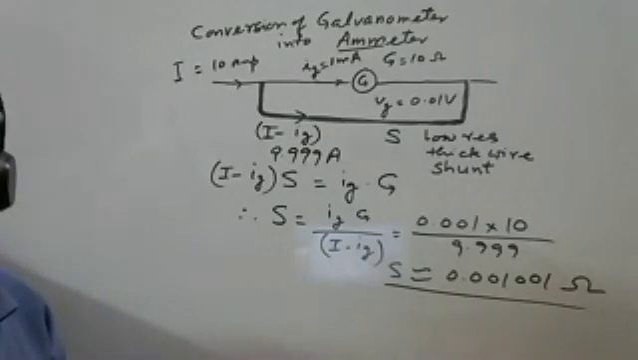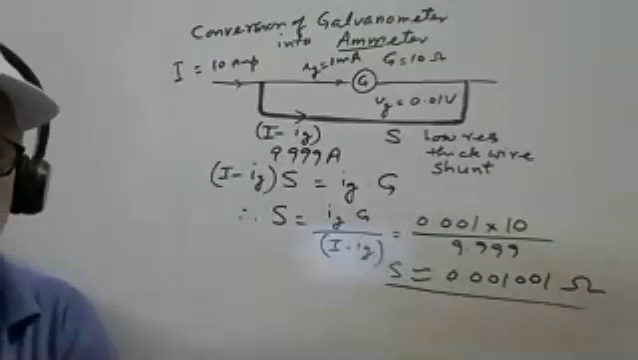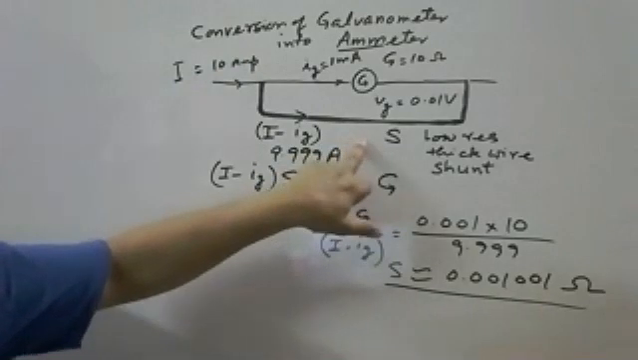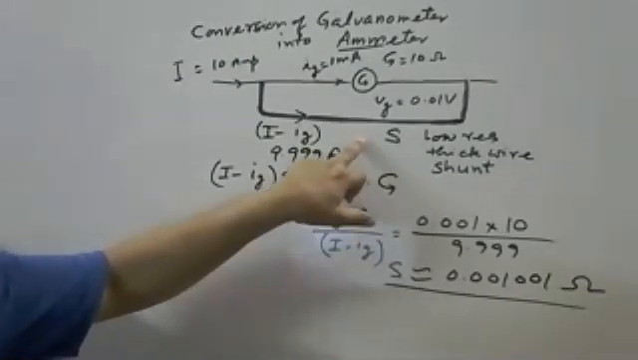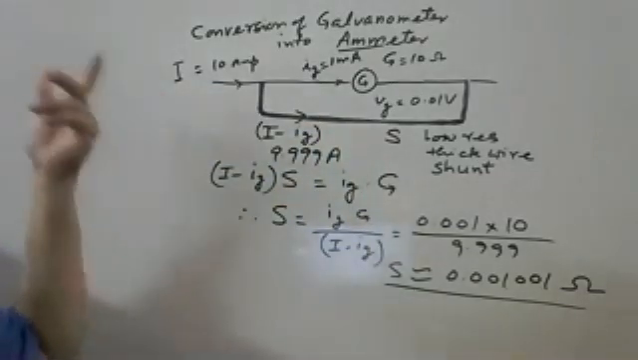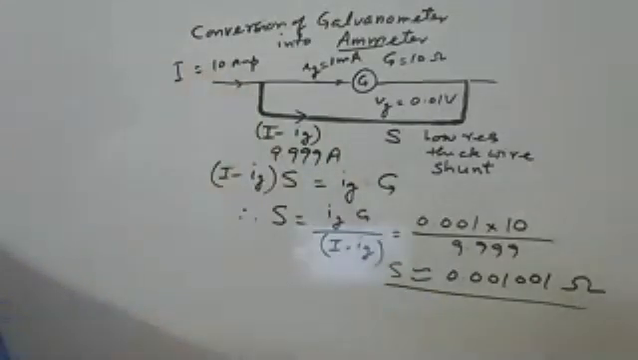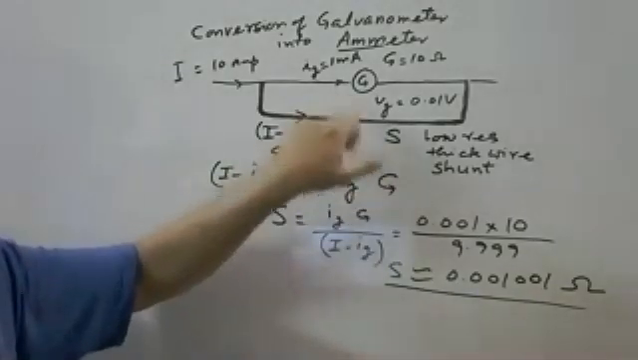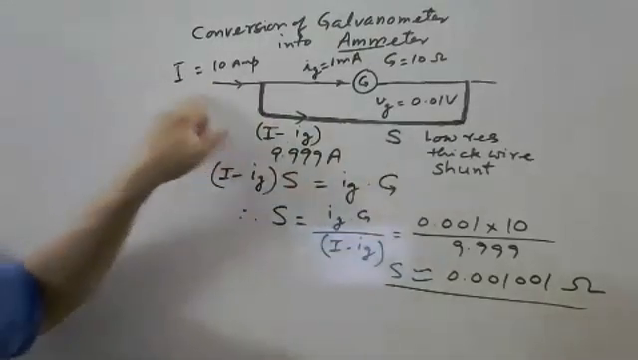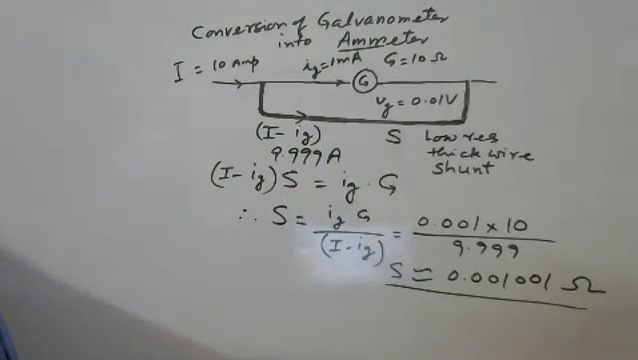This way we can say the same galvanometer can be converted into the desired range of ammeter. So it depends on the shunt resistance. If we take a thicker wire, then we can increase the capacity from 10 ampere to 20, 50, 100, 200 like that. So we can say a shunted galvanometer is called an ammeter, and the value of the shunt is different for different ranges of ammeter. Okay, clear?